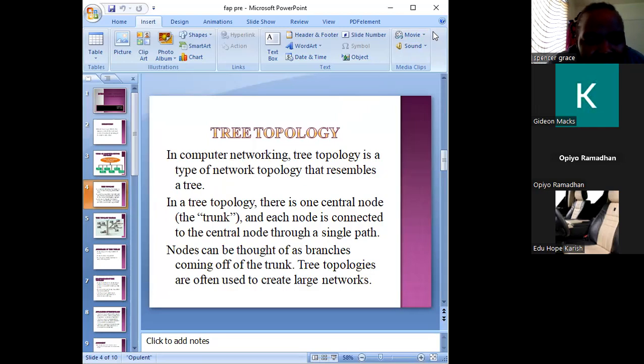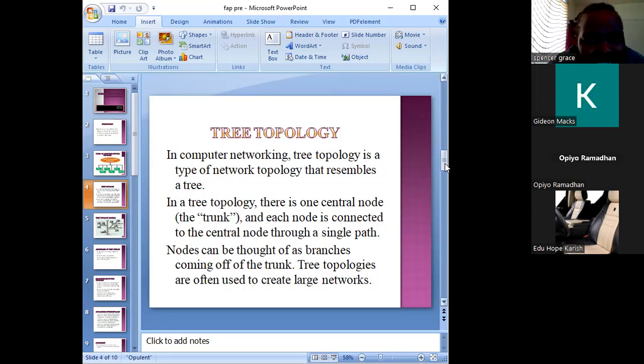We can say that tree topology is a type of network topology that resembles a tree. As we all know, a tree has a root, the stem, and the branches which contain the leaves, right? Are we together? Yes. In a tree topology, there is one central node, that is the trunk, and each node is connected to the central node through a single path. A node can be thought of as a branch coming off the trunk, and tree topologies are often used to create branch networks.